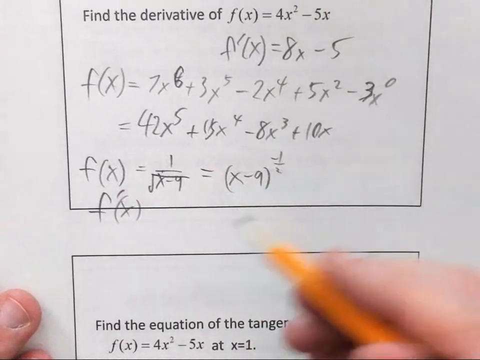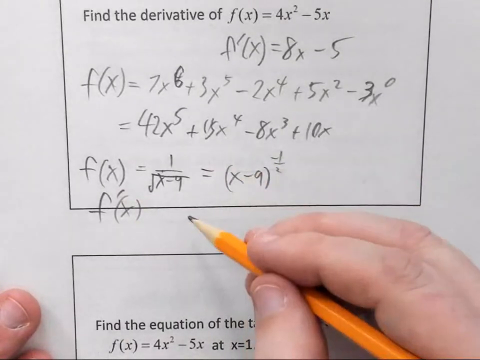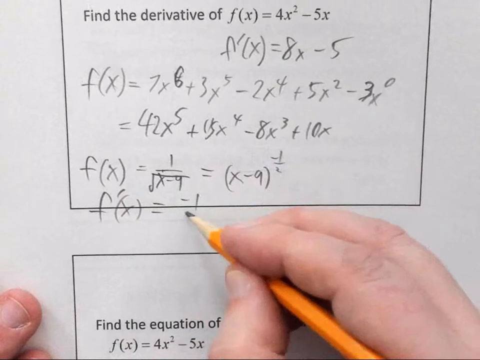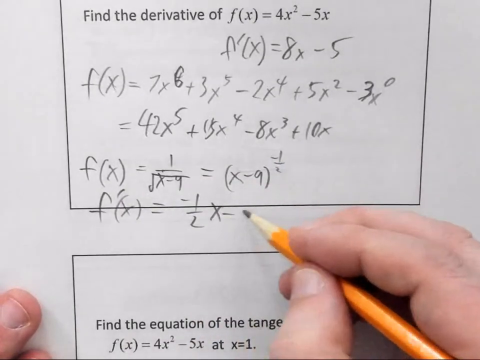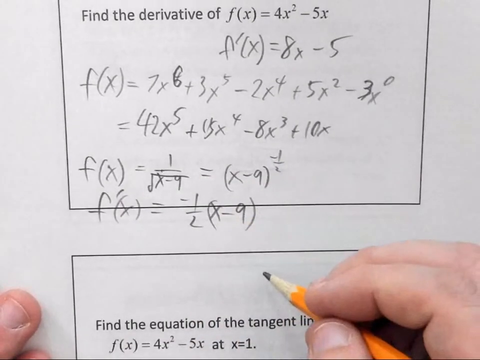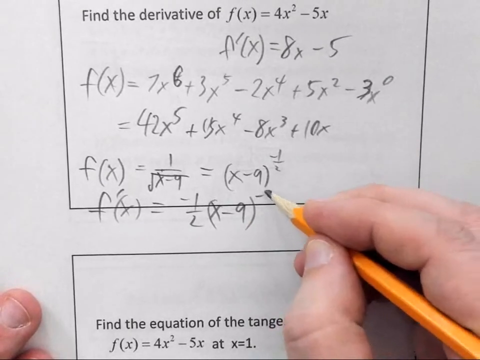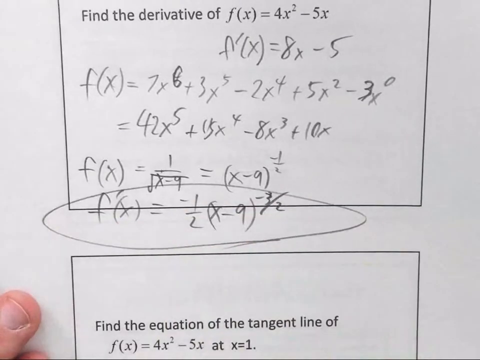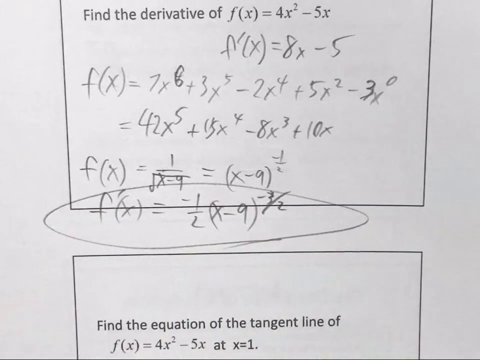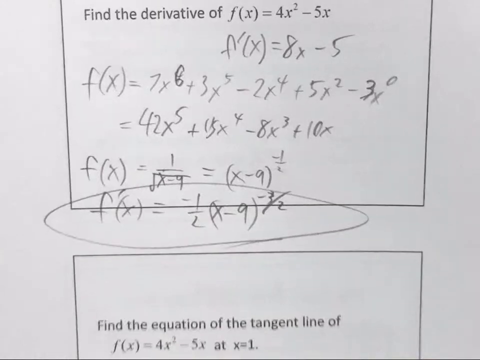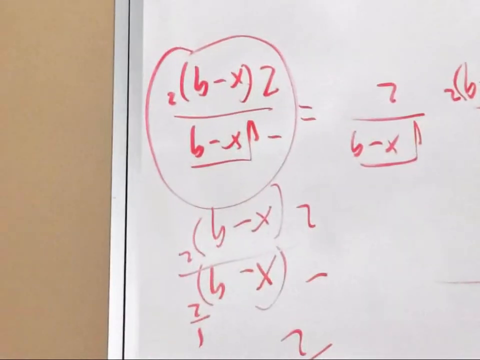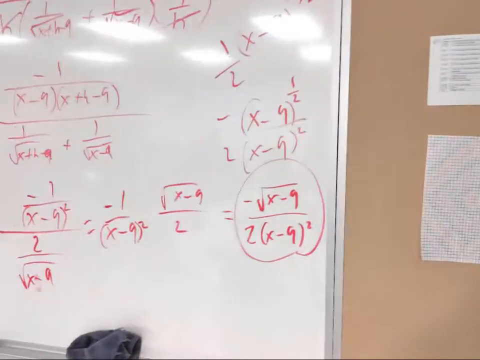Which the coefficient is what? 1. So the negative 1/2 moves to the front. So I have negative 1/2 out front. Now what happens to my exponent? It goes down by 1. So what's it become? Negative 3/2. Or you can do it the way you can see on the board. And for the video's sake, that's that problem.